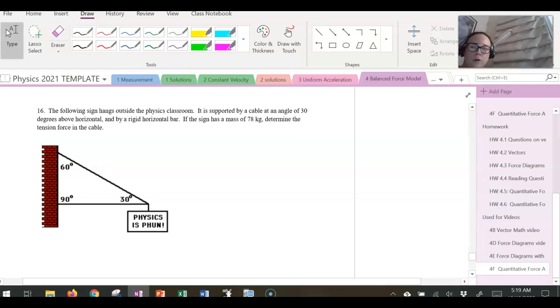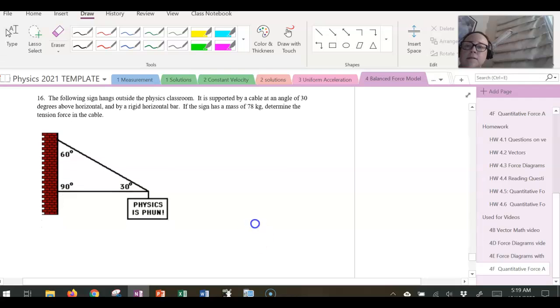Let's do one more problem here. This is a sign that's hanging outside a physics classroom. It's supported by a cable at an angle of 30 degrees above horizontal by a rigid bar. So this bar is rigid, and it's giving us the mass of the sign and asks us to determine the tension force in this cable here. Okay, so let's do a force diagram for this sign.